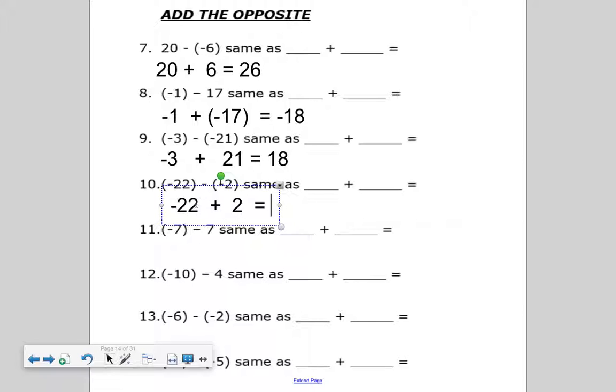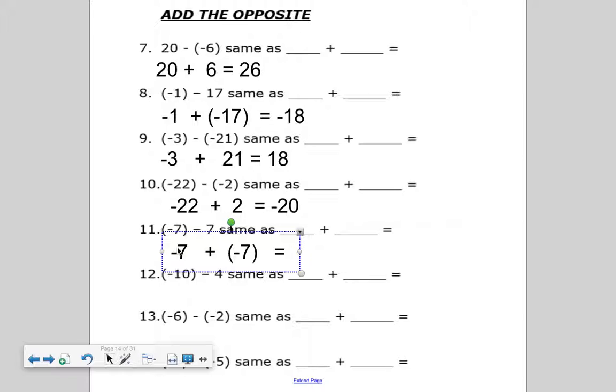Do I have more negatives? How many more negatives do I have? I have 20 more negatives. Negative 22 plus 2 equals negative 20. Next one. Negative 7 minus 7. So keep it, add the opposite. The opposite of 7 is negative 7. So what's negative 7 plus negative 7?